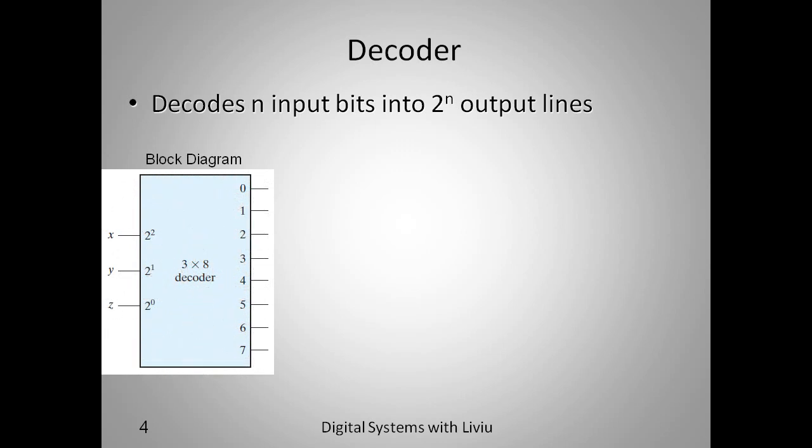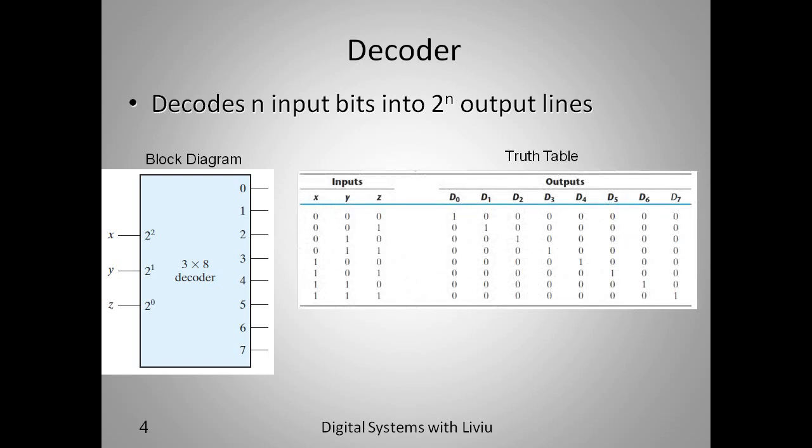You can see that there are 3 input lines and 8 output lines, which is 2 to the power of 3. If we look at the truth table, we can see the behavior of this component. 3 input lines, and the outputs are D0 to D7, which are asserted according to the binary number at the input. For example, for 0, 0, 0, which denotes the binary number 0, D0 is asserted. For 1, 0, 0, which denotes the binary number 4, D4 is asserted.